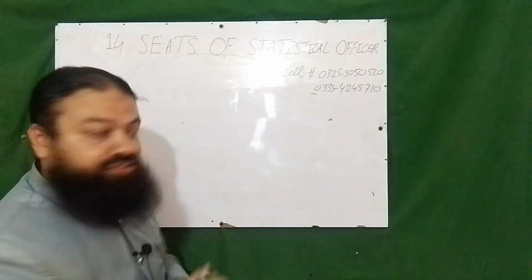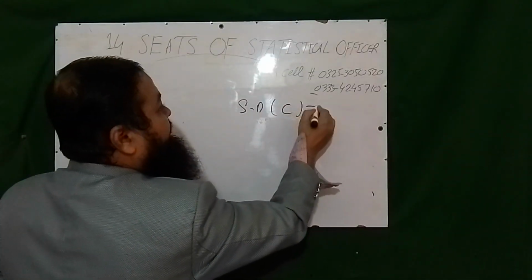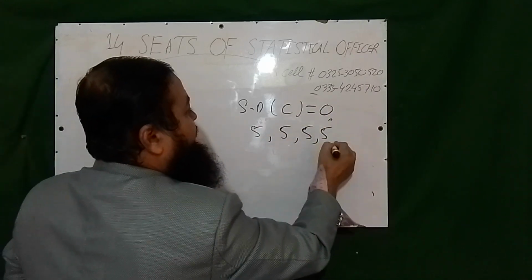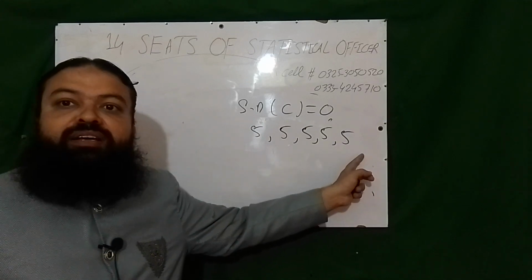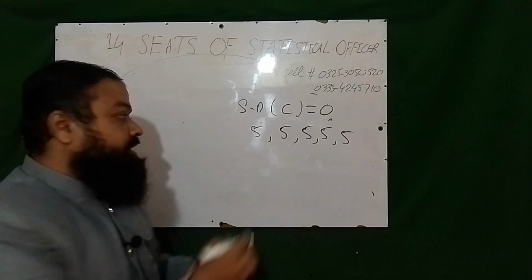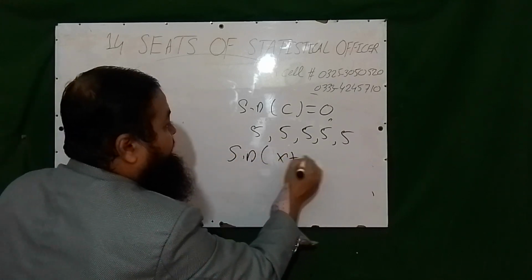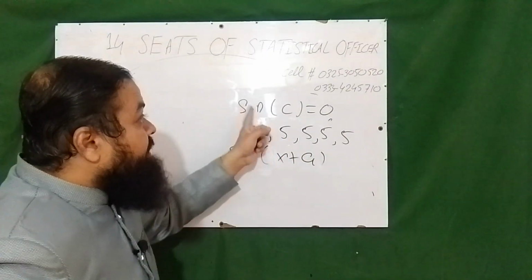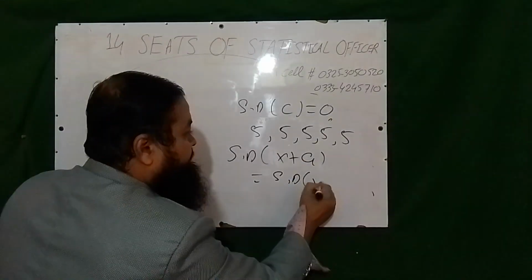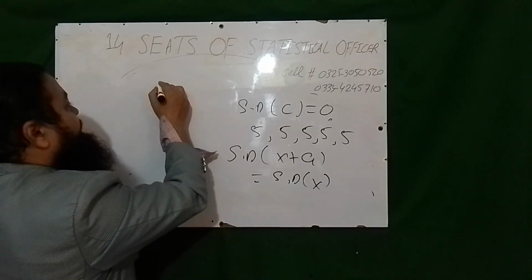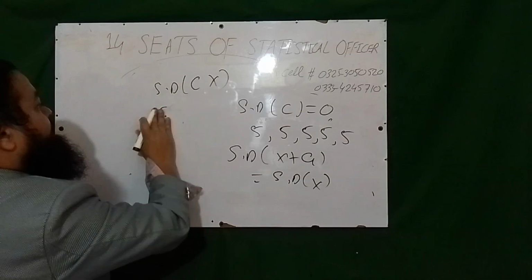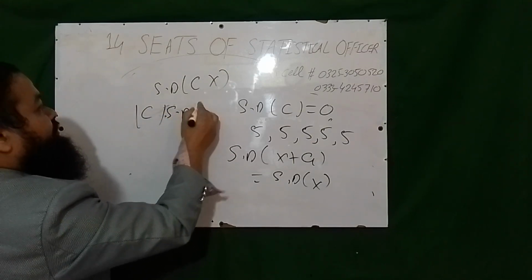And very important concepts: standard deviation of a constant is equal to 0. For example, you have 5 values, 5 5 5 5 5. This is a constant, the same number 5 times. It means standard deviation will be 0. There is no dispersion. Then standard deviation of x plus a, as I told you, is independent of origin. If I add a constant value, that will not be changed. But if you have standard deviation of cx, that will be modulus of c times standard deviation of x.